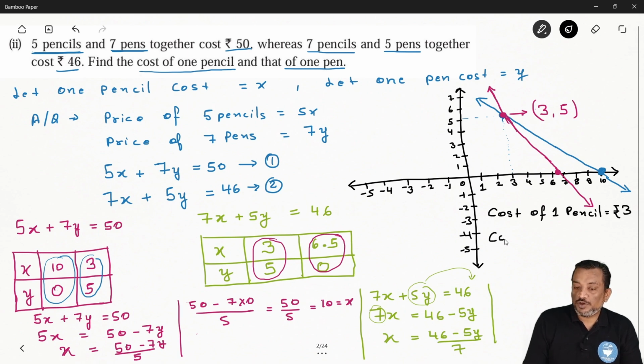Same way, cost of one pen. ठीक है, one pen, how much did you get? That is 5, the y coordinate. So you can say y is 5 rupees.